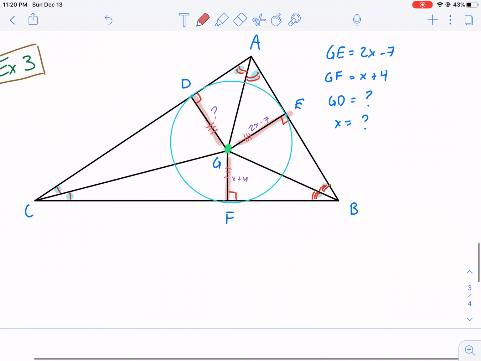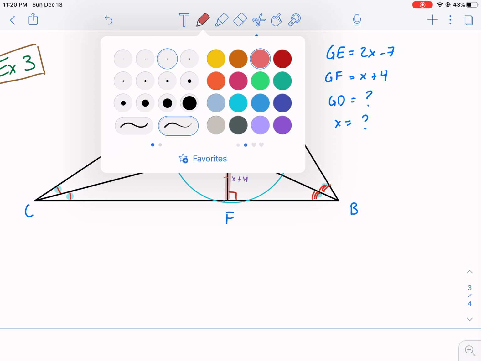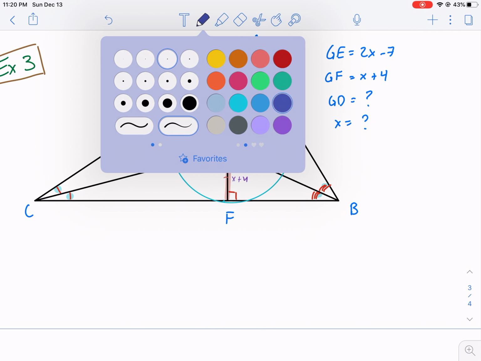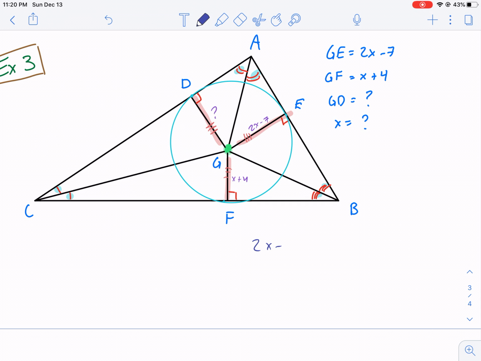What does that mean? Well, that means we can set these 2 distances equal to each other. Those 2 radiuses, because they're equal, we can set them equal to each other. 2x minus 7 is equal to x plus 4. And then we can solve for x. So we're going to subtract x from both sides. We get x minus 7 equals 4. Then we add 7, we get x equals 11. We have our first answer.